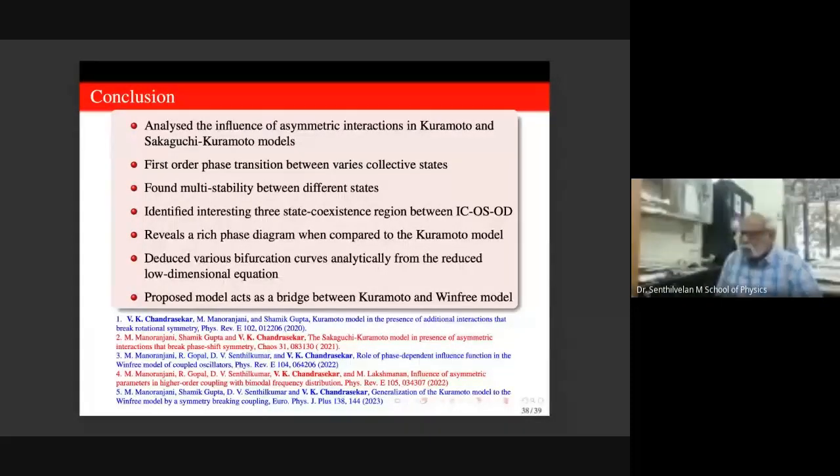Thank you, Chandrasekar. So this forum is open for questions, doubts, clarifications. Yeah, Prashant, you can raise your question now.